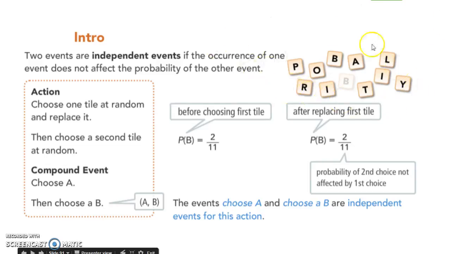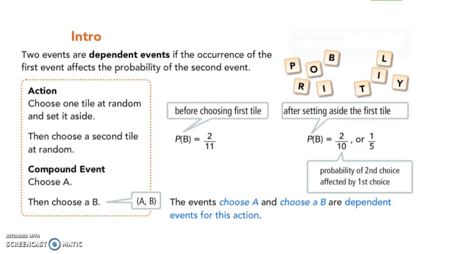So like if I drew a tile out of this little selection here, I would replace it, meaning I would put it back in. So I would still have 11 possible outcomes the second time I drew. That is independent. So the number of possible outcomes is not changing from one time to the next.